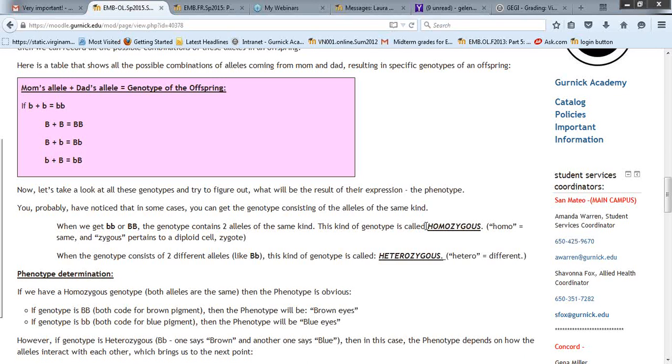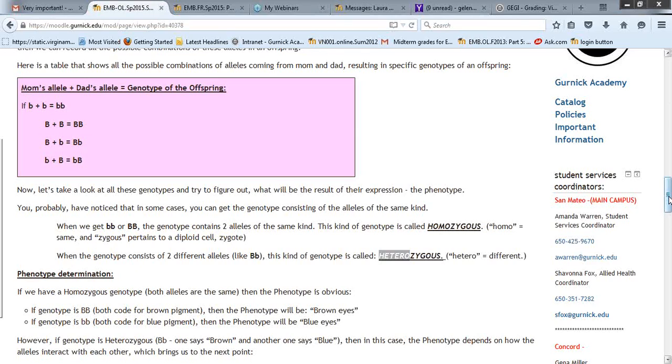When you have two alleles that are different from each other, for example, big B, little b, then we call that genotype heterozygous. Hetero means different, zygous as in zygote, and so that means that you have two alleles that are different from each other.